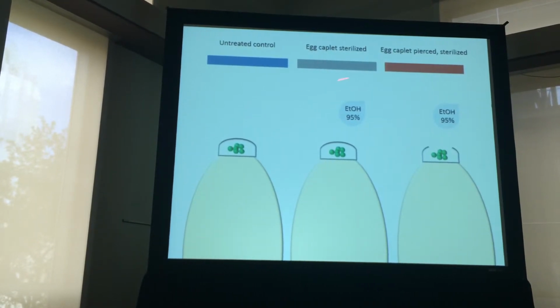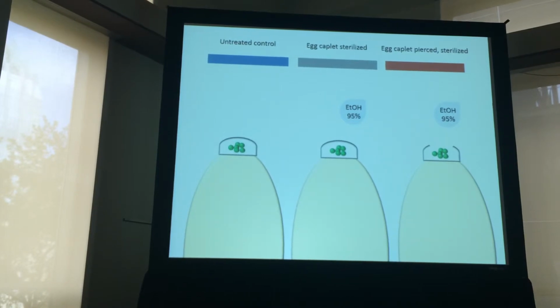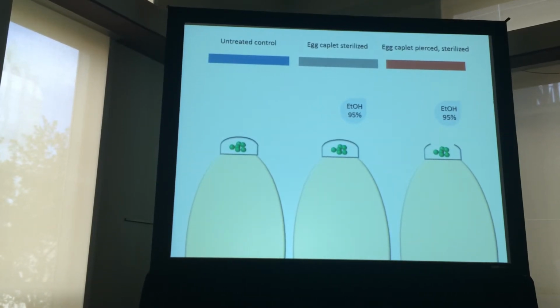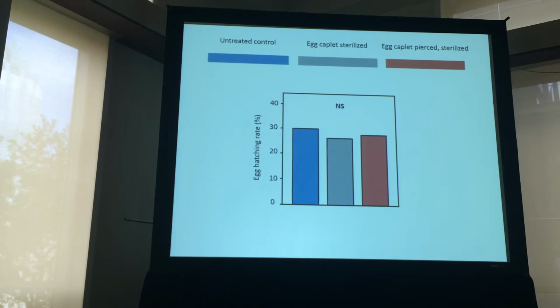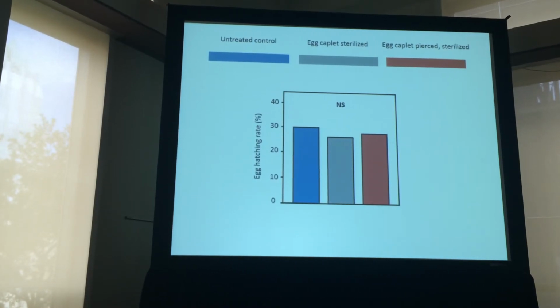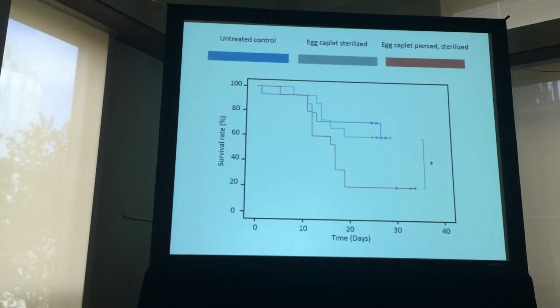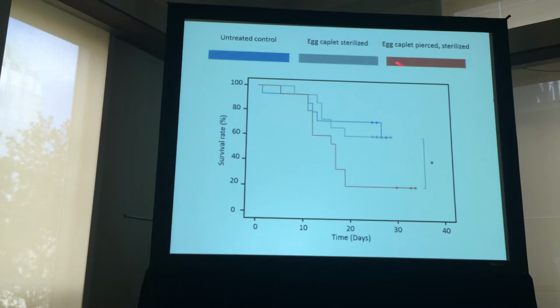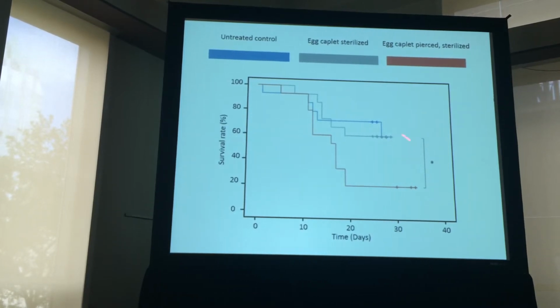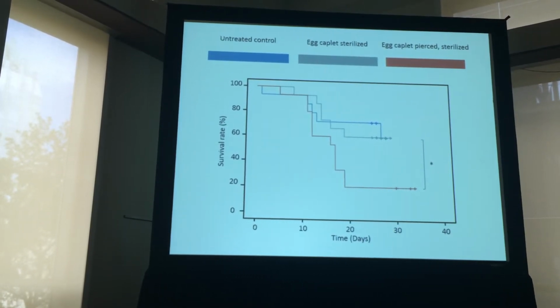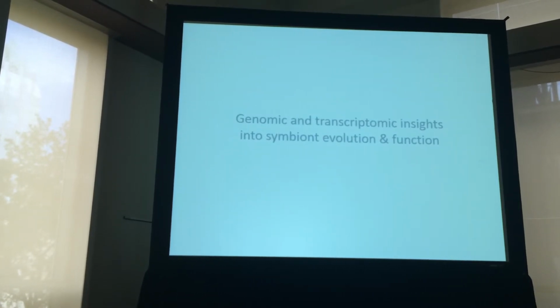And ideally, you want these 2 groups to have the same development and fitness. And so when we look at the hatching rate across the 3 groups, we find that there's no statistical difference. Nonetheless, when we look at development and survivorship, we find a huge difference in the treatments where the egg caplet was pierced and sterilized relative to the 2 control groups, suggesting that the symbionts are in fact mutualistic in nature. Of course, the question is, what are they doing?